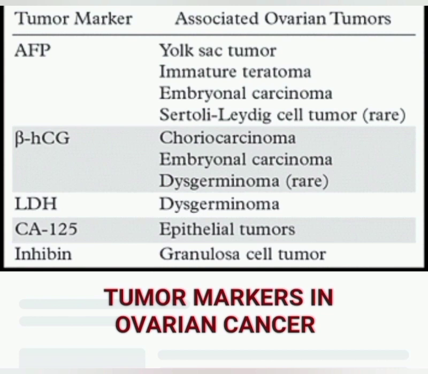Beta HCG: you know very well that choriocarcinoma leads to increased production of beta HCG, also in case of dysgerminoma or embryonal carcinoma. LDH is specifically raised in case of dysgerminoma.